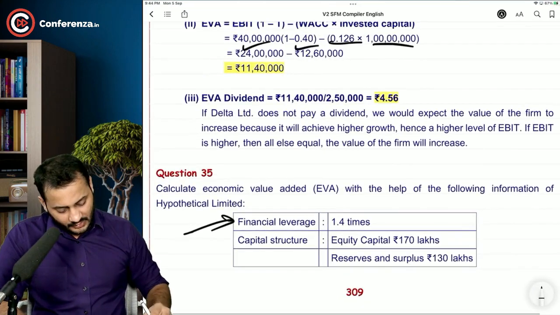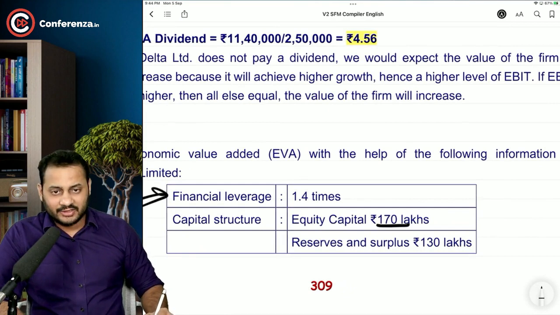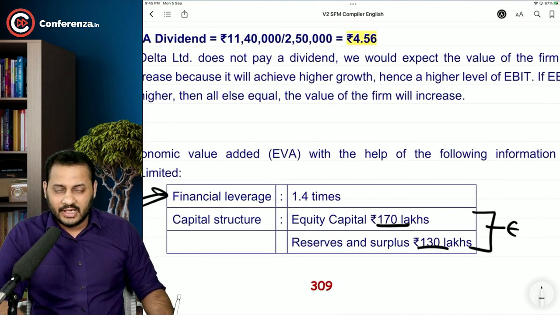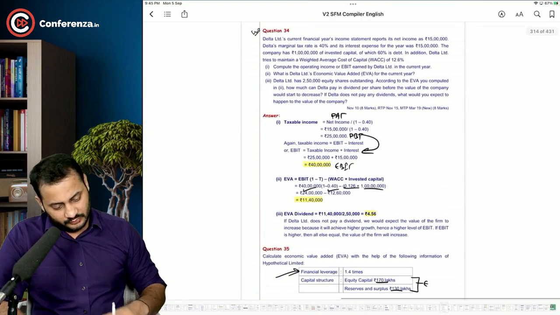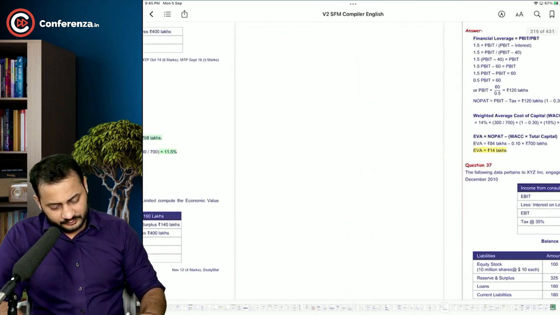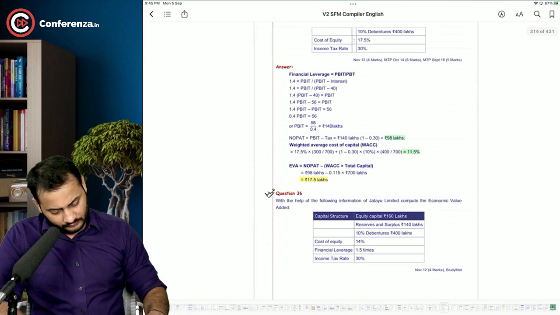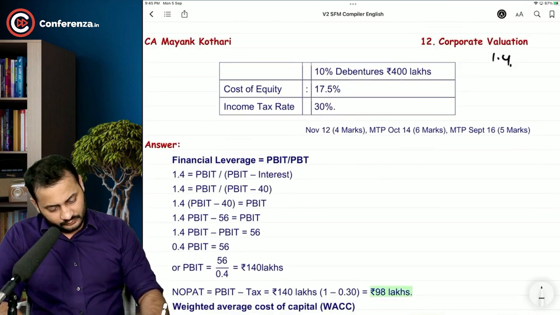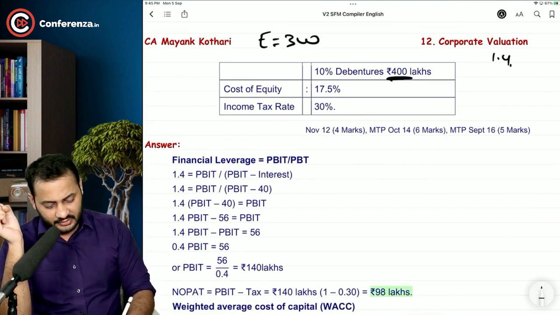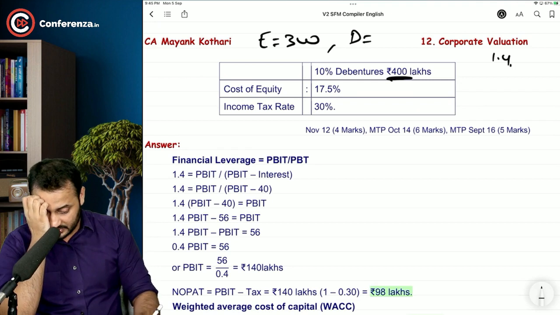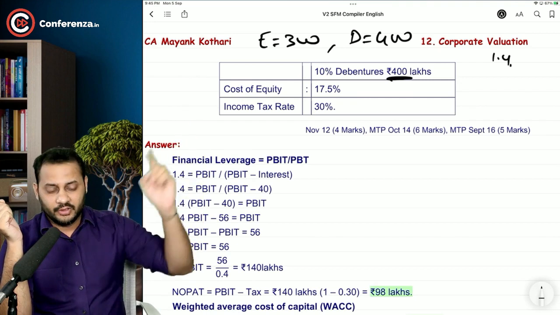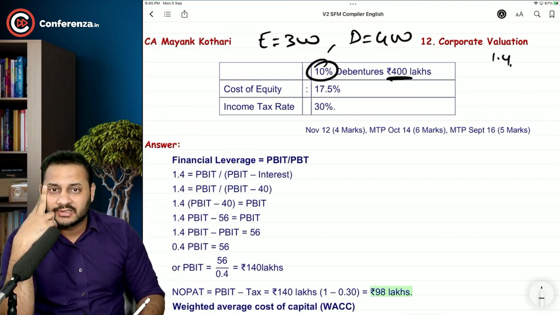Okay. Capital structure is like this: 170 lakhs of the equity and 130 of the reserves and surplus. Can I call both of them as equity capital? 300 lakhs. Then financial leverage is 1.4 times. Okay, and the debenture is 400 lakhs. So equity is 300 in total and the debt is 400. So total capital is 700. Cost of equity is given to us. This is cost of debt, and the income tax rate is also given.